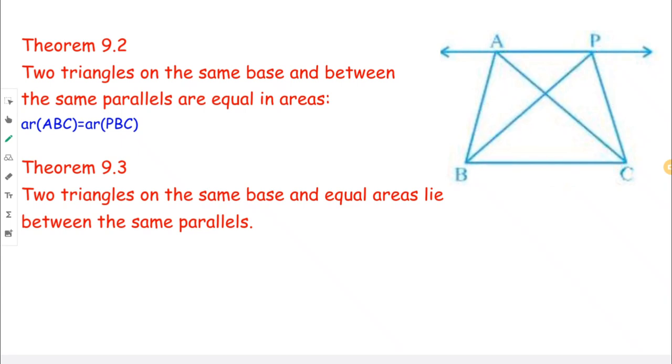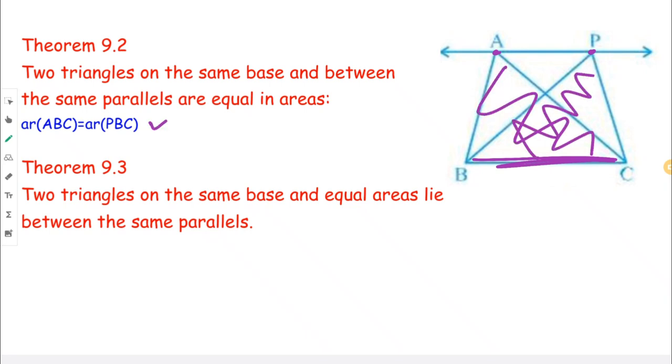When you look at them, can you see that they have the same base BC, and also they are between the same parallels, right? Which means the area should be equal. Area of triangle ABC should be equal to the area of triangle PBC. Clear? All right.